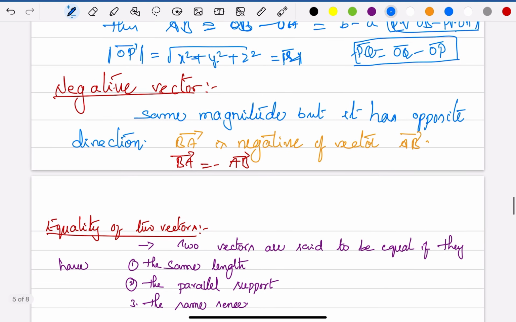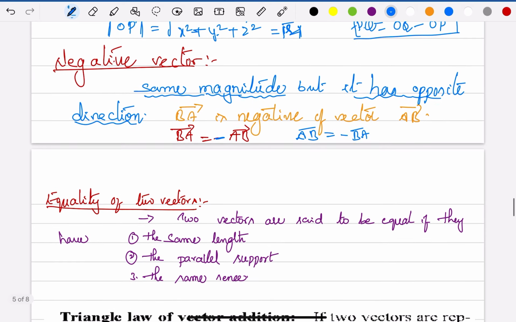Next one is negative vector. If A and B are two vectors with the same magnitude but opposite directions, they are said to be negative vectors. So BA is the negative vector of AB. So BA is equal to minus AB. This is the representation of a negative vector. AB is equal to minus BA, that also can be written.